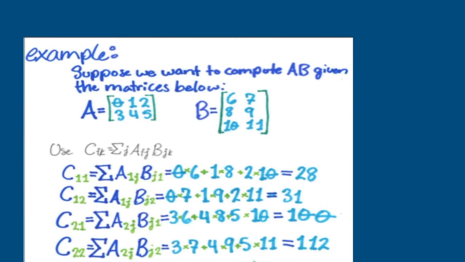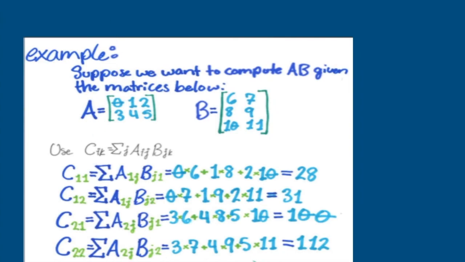So, here's our example. Suppose we want to compute AB given the matrices below. A, which is 0, 1, 2, 3, 4, 5, and B, which is 6, 7, 8, 9, 10, 11. What we'll do is use the formula from the last slide: C i k is equal to the summation over j of A i j, B j k. Now, we know the dimensions. This is 2 by 3. This is 3 by 2. Because A has 2 rows, C will have 2 rows also. We also know that because B has 2 columns, C will have 2 columns. So we compute the value of every element in the 2 by 2 matrix by using this formula.